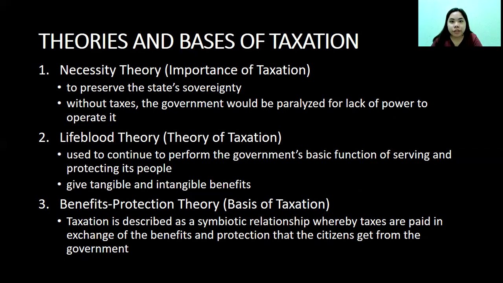Now, that is to preserve the state's sovereignty. Second is the lifeblood theory, or the theory of taxation, which explains that taxation helps the government perform its basic function of serving and protecting its people. Then for the benefits protection theory, the basis of taxation, there is a symbiotic relationship between the government and the people. And let's proceed to the scope of taxation.